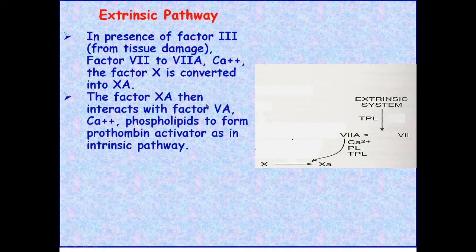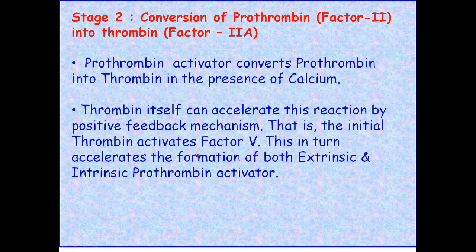The factor 10A then interacts with active 5, then calcium ion and phospholipids to form prothrombin activator as in the intrinsic pathway. This is regarding how there is a formation of the prothrombin activator in both the extrinsic and intrinsic pathways. Then stage 2 and stage 3, these both are similar for the extrinsic and intrinsic mechanisms.